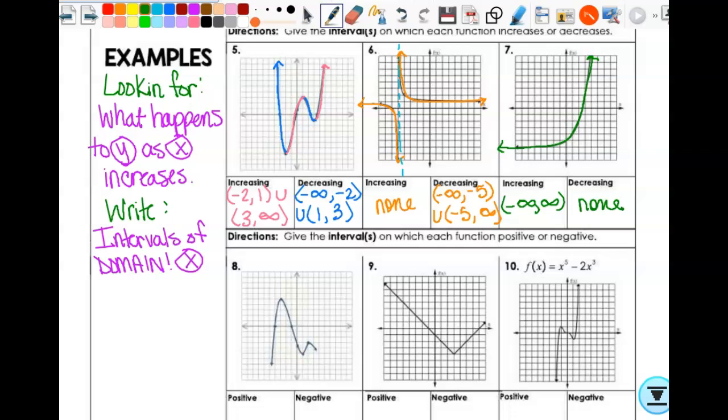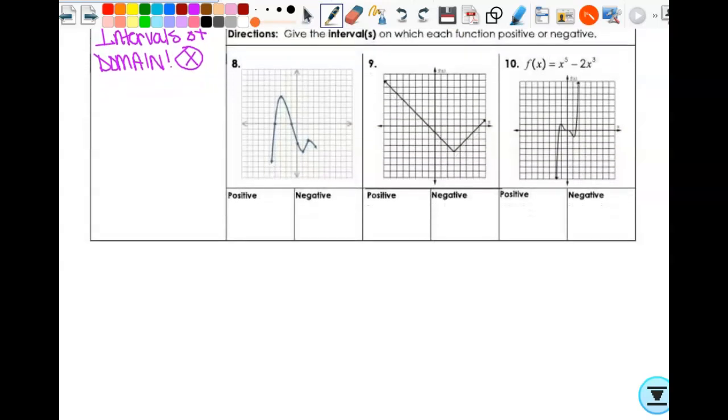All right, so now we're going to talk about positive and negative. I think you know the difference between positive and negative, but let's make sure that we understand how to write our intervals of that. So again, we're going from left to right, writing about x, and it's what is happening to y as x moves from left to right. Okay, and my negative y values are down here. My positive y values are up here.